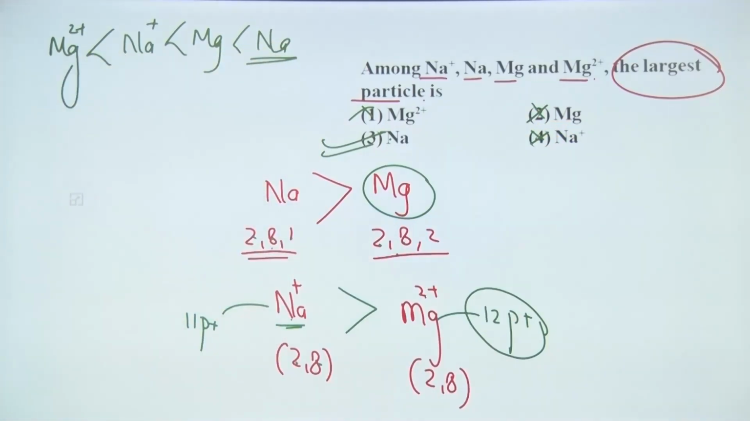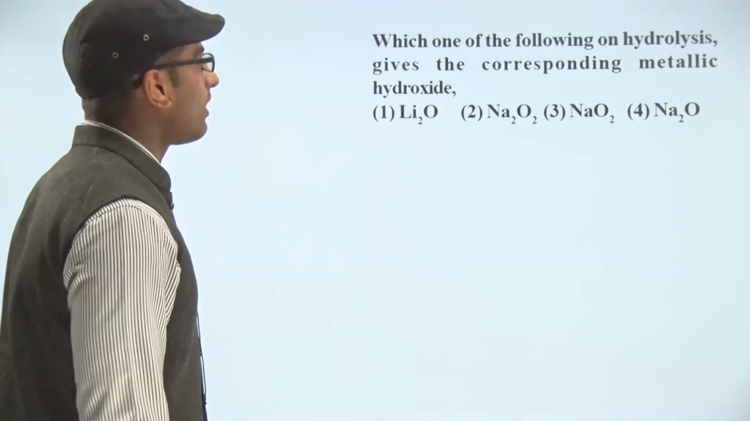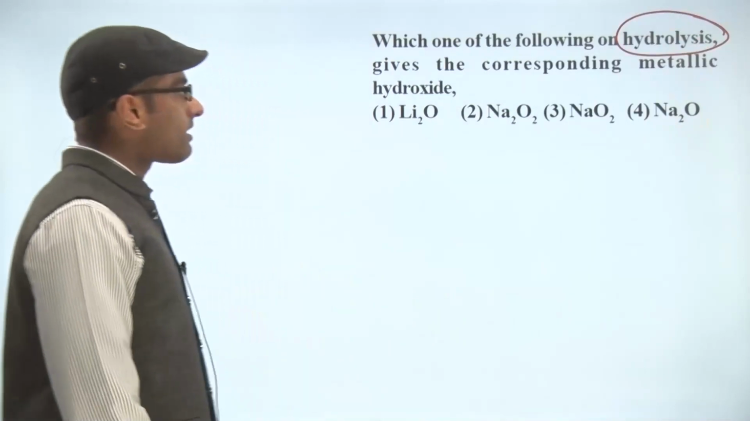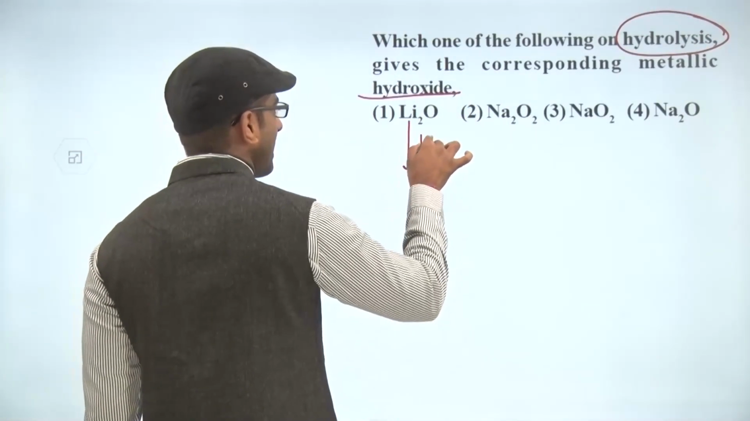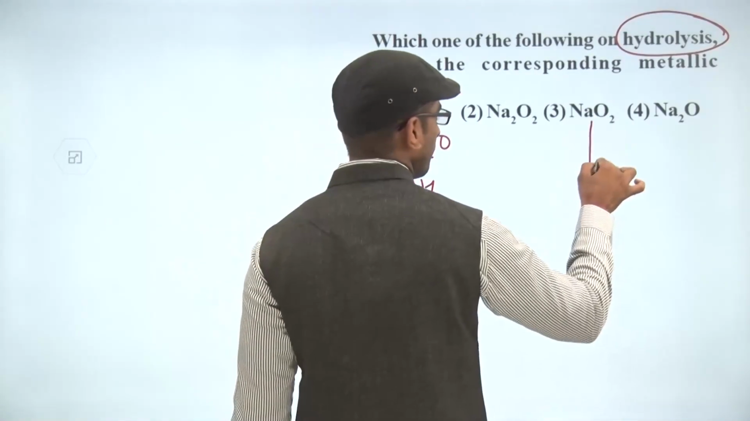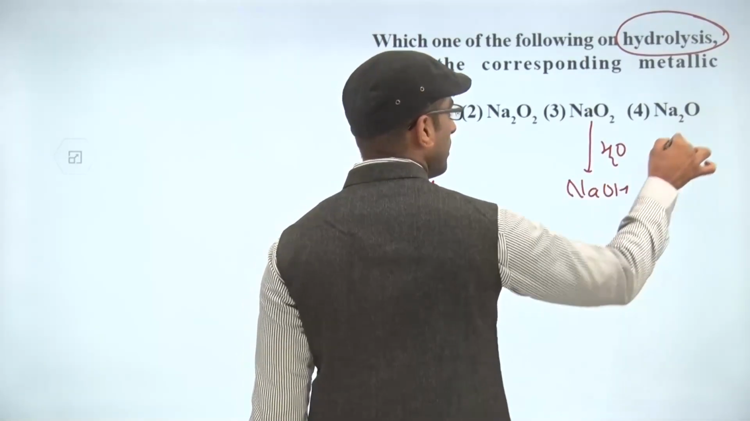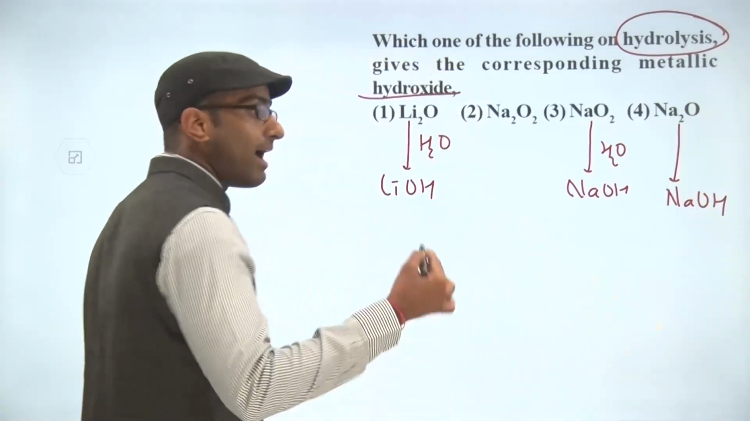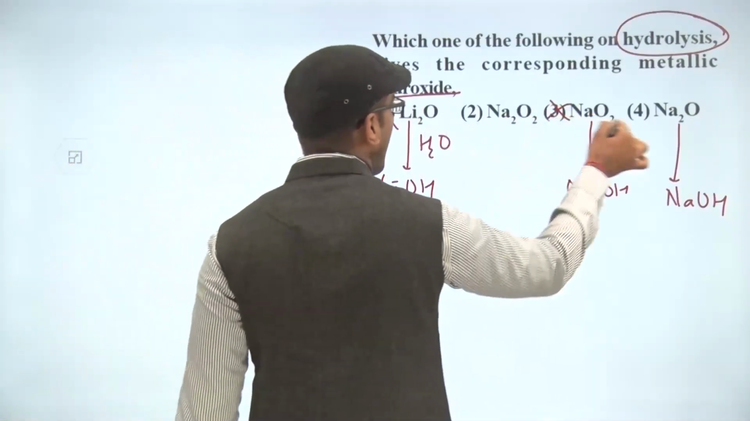Hello student, this question is asking which one of the following on hydrolysis, this is the keyword, gives the corresponding metallic hydroxide. Student, as far as addition of water is concerned, all of these will form the hydroxide in water. So hydroxide formation is there, but these reactions are of hydration. It means addition of water.